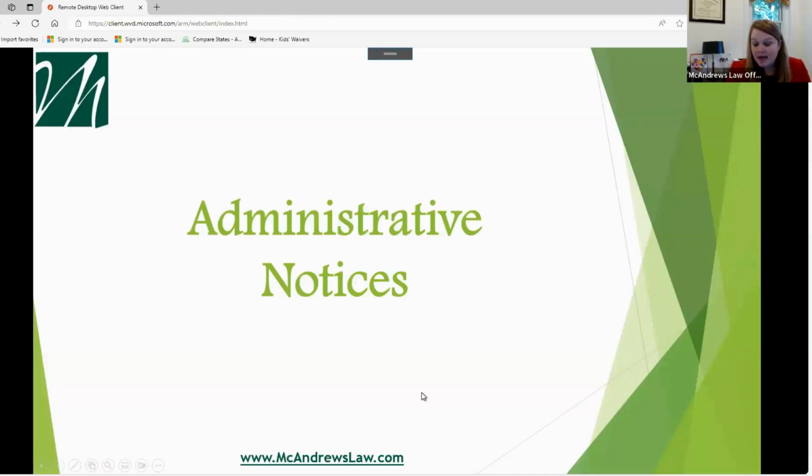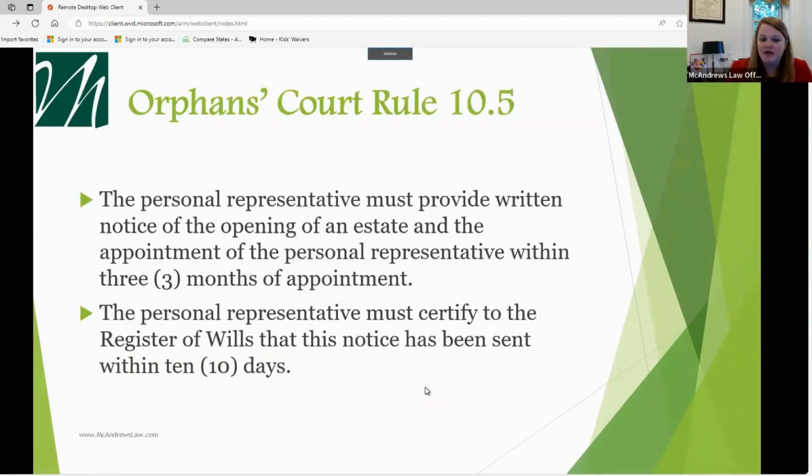What's your next step as a personal representative? You have some administrative tasks to do. The first of which would be to provide written notice of the opening of the estate and the appointment of the personal representative within 3 months of the appointment. You send that notice to all of the beneficiaries named in the will, plus any of the decedent's children, just in case the child wasn't named in the will or was written out of the will. All children and everyone named in the will have to be noticed. And if you have no will, it is the intestate heirs.